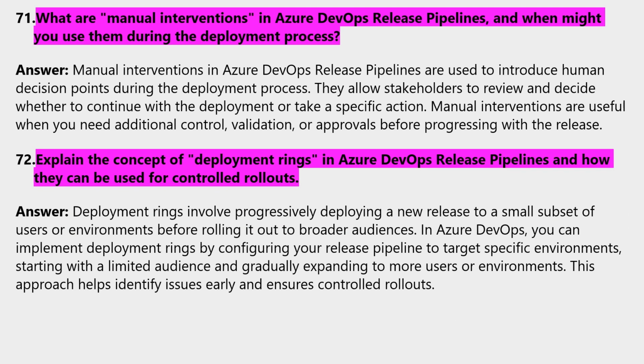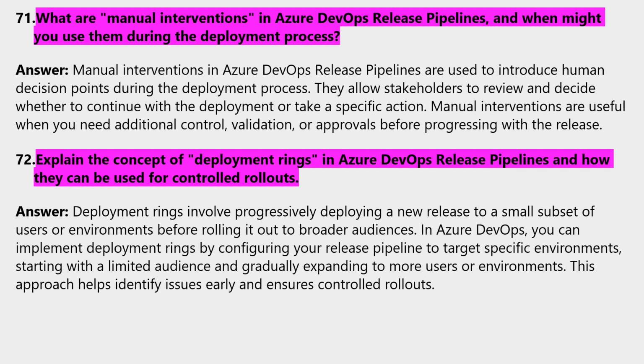What are manual interventions in Azure DevOps release pipelines, and when might you use them during the deployment process? Answer: Manual interventions in Azure DevOps release pipelines are used to introduce human decision points during the deployment process. They allow stakeholders to review and decide whether to continue with the deployment or take a specific action.